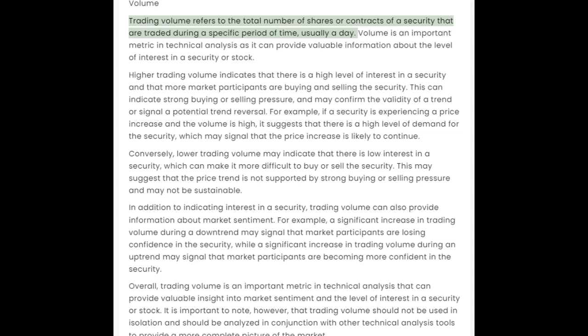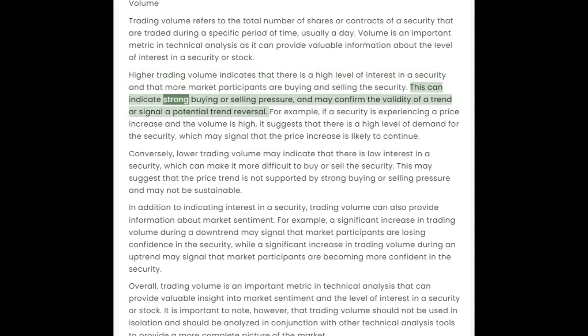Volume. Trading volume refers to the total number of shares or contracts of a security that are traded during a specific period of time, usually a day. Volume is an important metric in technical analysis as it can provide valuable information about the level of interest in a security or stock. Higher trading volume indicates that there is a high level of interest in a security and that more market participants are buying and selling the security.